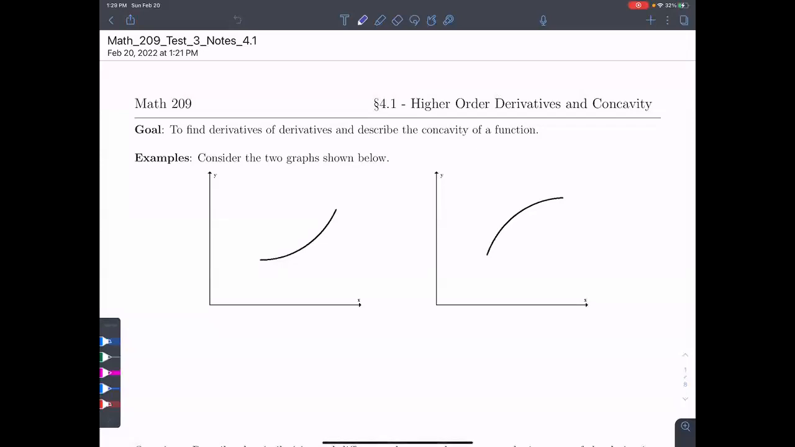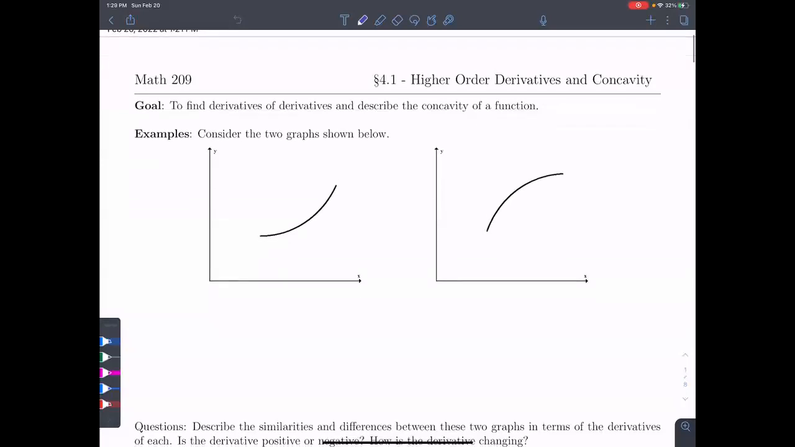Okay, so for section 4.1, we are talking about higher order derivatives, and this will lead to a discussion about concavity. Basically, we're moving on to the second derivative. We're going to take a derivative of our derivative. So let's start by looking at these two graphs. Both of these, f prime is positive, right?